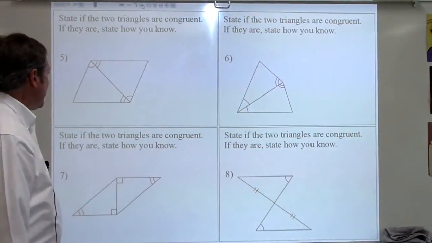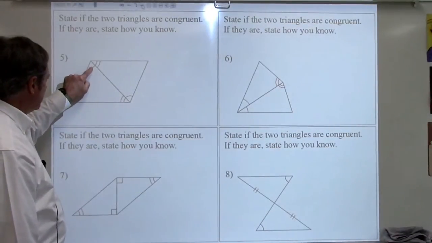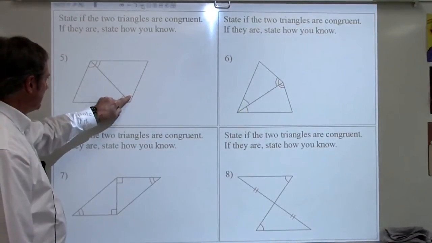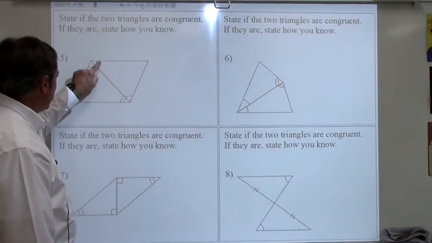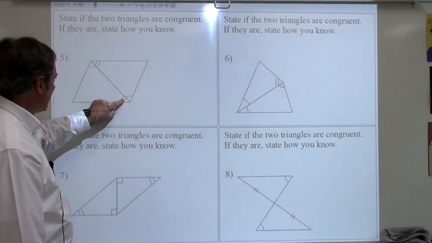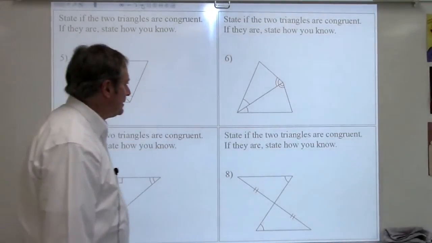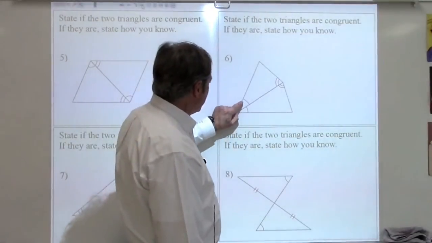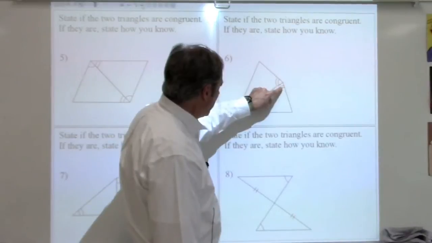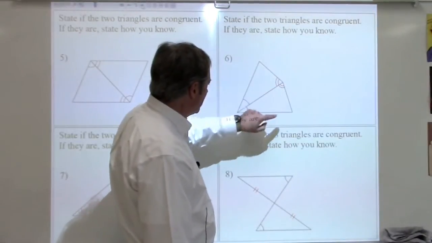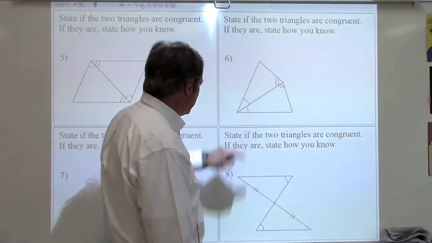All right, in number 5, let's see, what do we have? We have an angle. That single tick mark goes with that single tick mark. We have a common side that's congruent, and a double tick mark with a double tick mark. So in other words, angle, side, angle. Similarly over here, we have a single tick mark, goes with that single tick mark. We have a common side and a double tick mark with a double tick mark. So angle, side, angle.